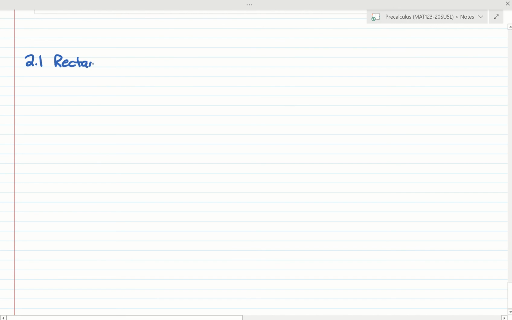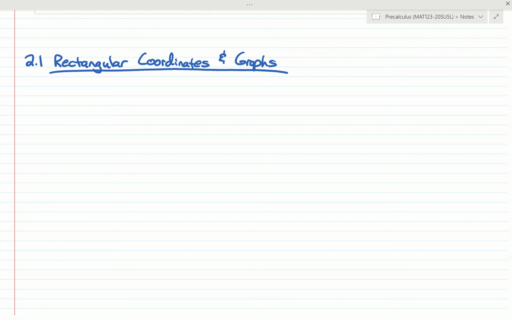Okay, so now let's talk about section 2.1. In section 2.1, it's called rectangular coordinates and graphs. All right, so we have a couple of things to talk about in this section. They are distance and midpoint formula. So let's go over a little bit about where these come from.